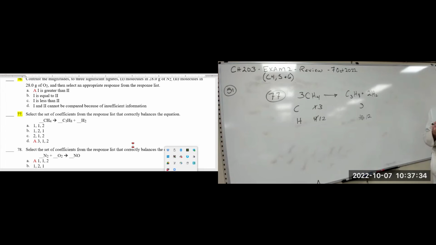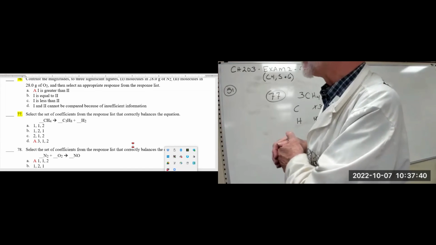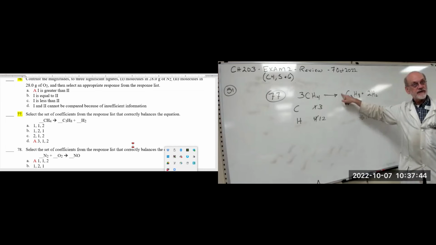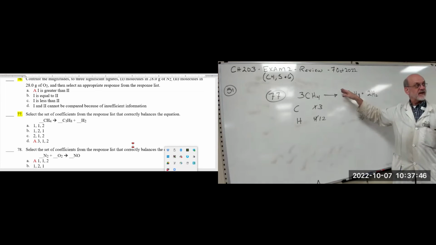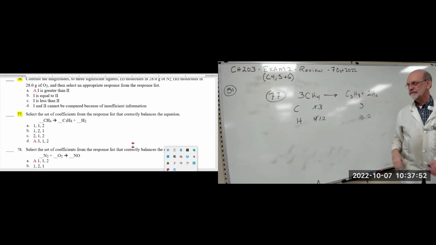Did I blow by you on that one? Okay, so what's the question? The set of coefficients. 3, 1. Don't forget the ones that's implicit. Implied. That's a 1. 3, 1, and 2.